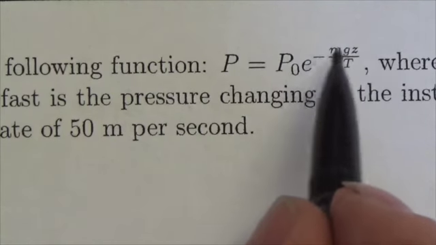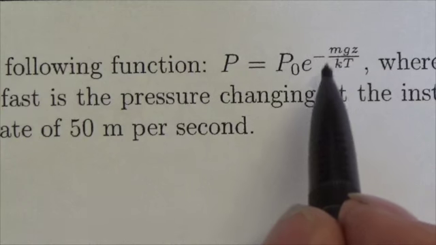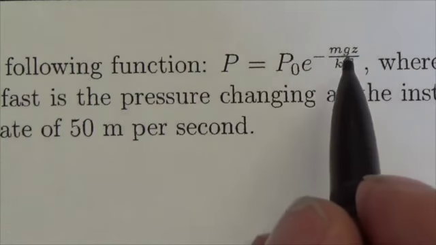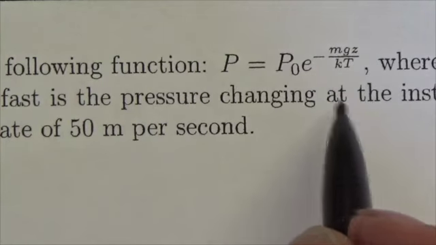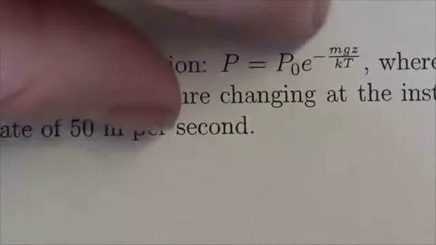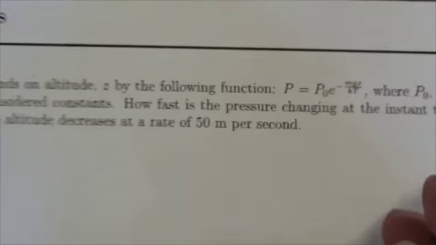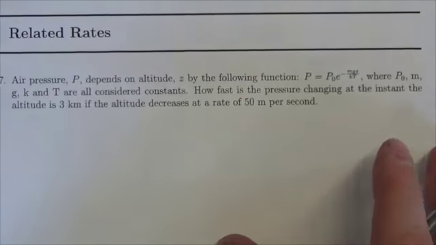M, when I looked this up, is the mass of air molecules, G is your gravitational constant, K is a constant based on the air, T is temperature, and P would be some measured pressure. What we're looking at here is, given these conditions, when I change my altitude, how does pressure change? That's what we're looking for. So what do we know?